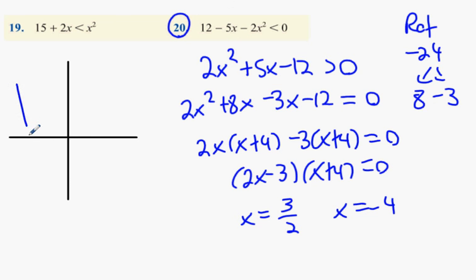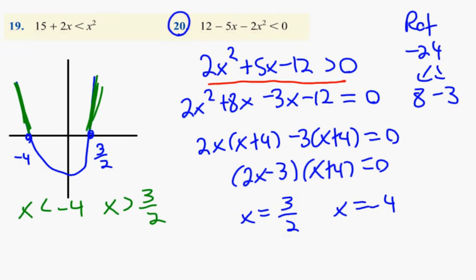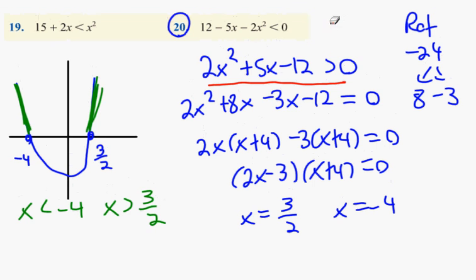Is this a good drawing? It is. Minus 4 is to the left, and 3 over 2 is a shorter one to the right. Now, I want it to be bigger than 0 for my U-shaped graph. So when's it bigger than 0? Oh, sorry, wrong colour, right? Here and there. So smaller than minus 4, but bigger than 3 over 2. That's perfect, right?